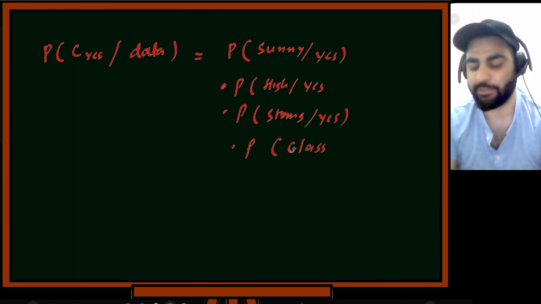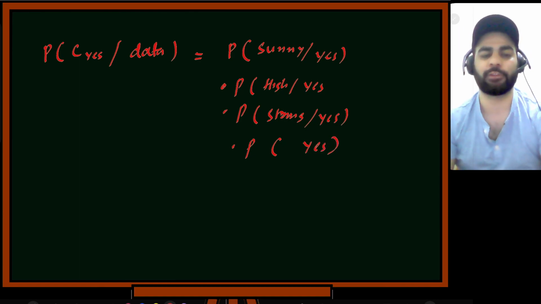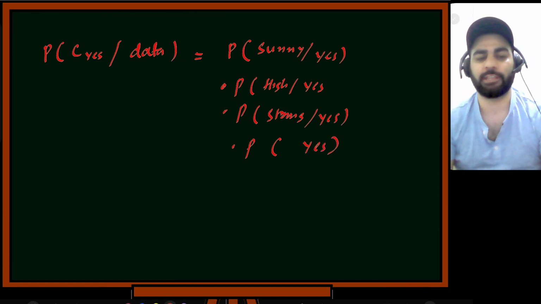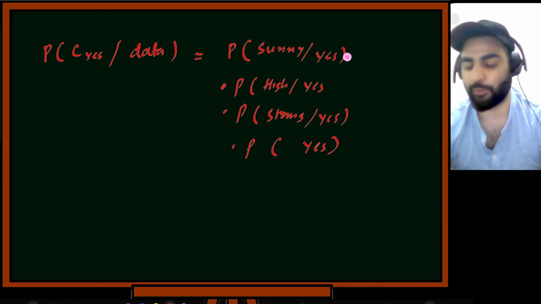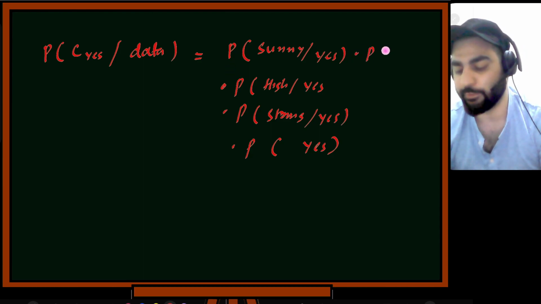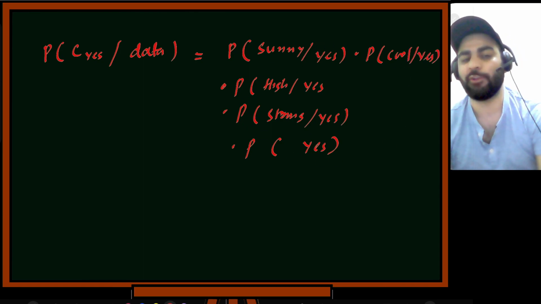Probability of class yes, basically class yes. So these are the 4 things that I have to compute. The first thing is I have to compute the probability of sunny, and one more thing, the probability of cool, because that's temperature. Probability of cool given yes.